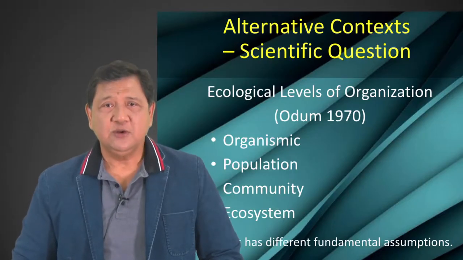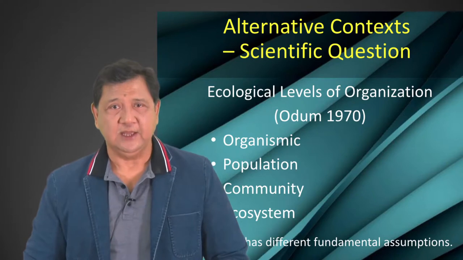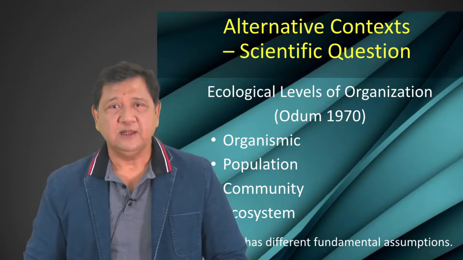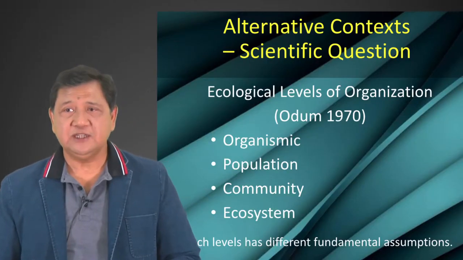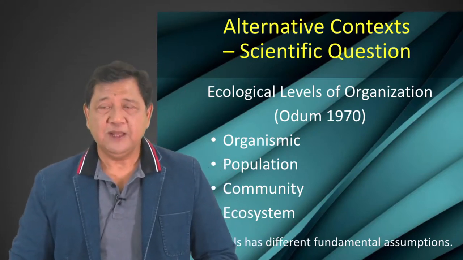Moving now, as I said earlier, alternative paradigms are very critical. The ecological question: why is there an increase in the abundance of an organism over time in a defined area? Let us now analyze this in the context of alternative paradigms. We can look at ecology from different levels of integration or organization. One can look at it from the organismic point of view. We can look at it as well from a population point of view, a community point of view, as well as an ecosystem level point of view. And each level has different fundamental assumptions.